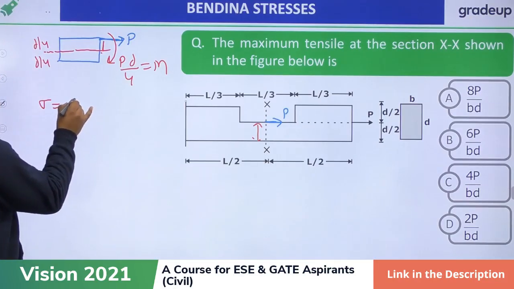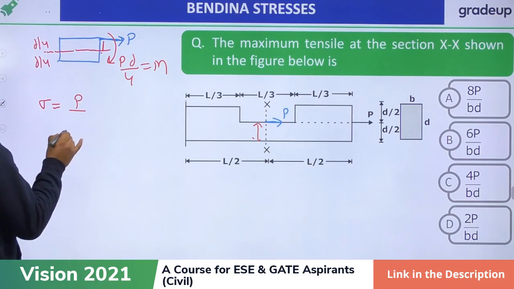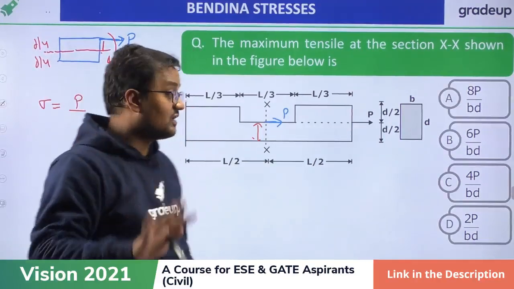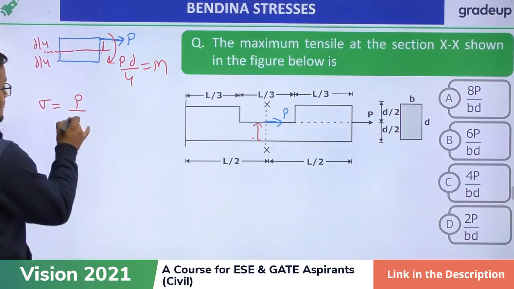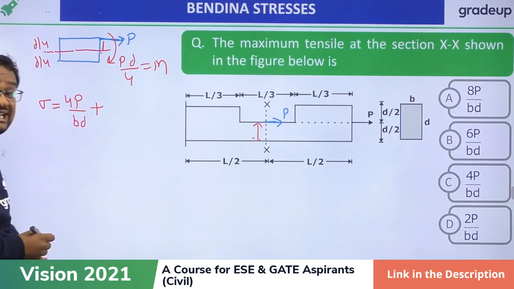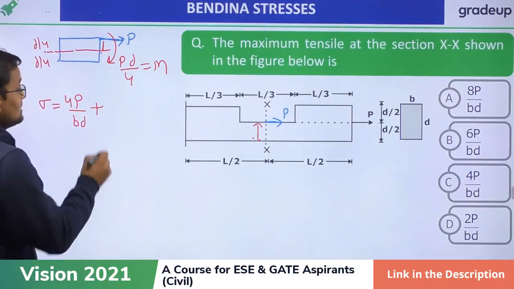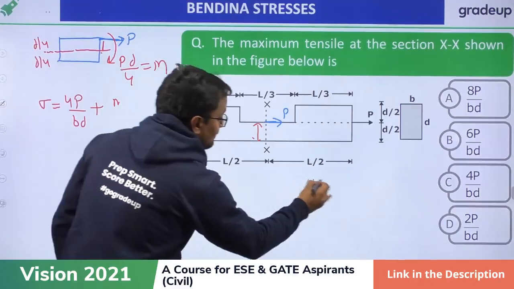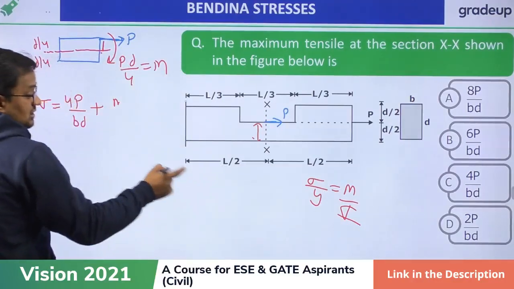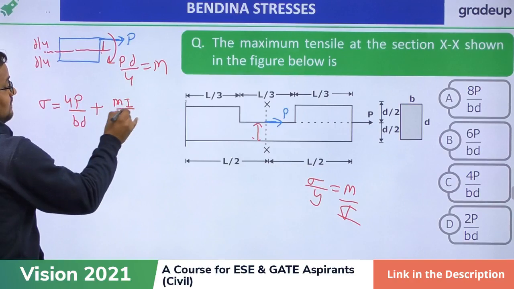One stress is force by area. Not bending stress, force by area. Area is how much? B into D by 2. Plus the other stress is bending stress. Bending stress is how much? We already derived this formula: sigma by y is equal to M by I. So sigma is M into y by I.